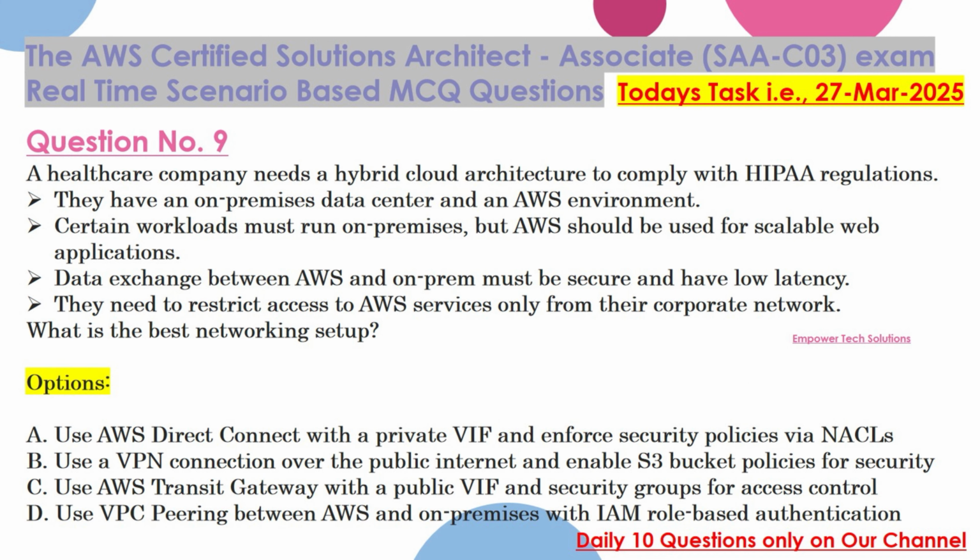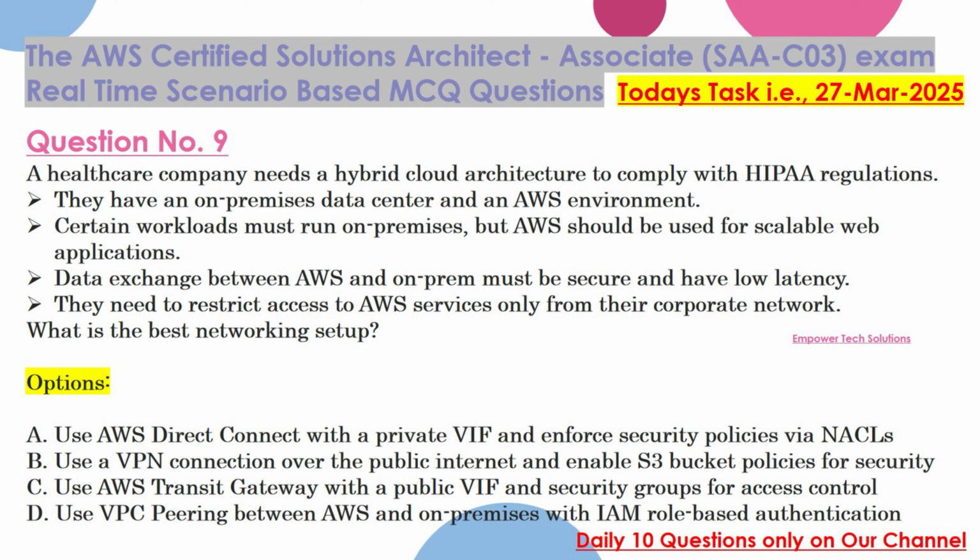Question 9. A healthcare company needs a hybrid cloud architecture to comply with HIPAA regulations. They have an on-premises data center and an AWS environment. Certain workloads must run on-premises, but AWS should be used for scalable web applications. Data exchange between AWS and on-prem must be secure and have low latency. They need to restrict access to AWS services only from their corporate network. What is the best networking setup?